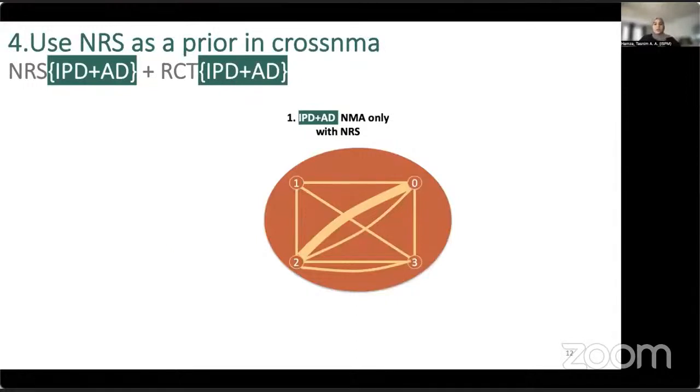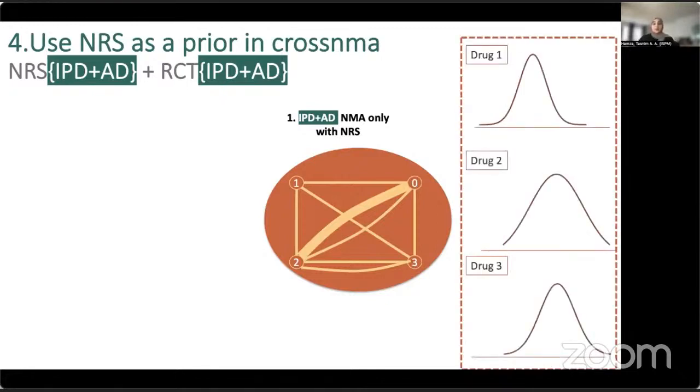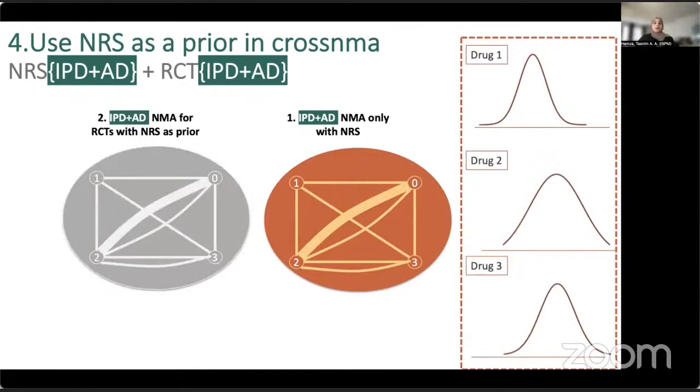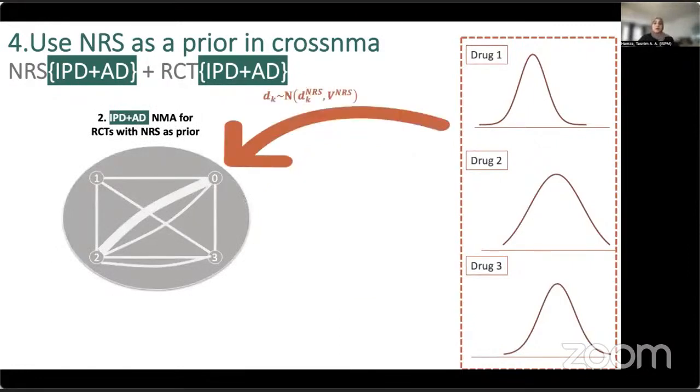The last approach in combining clinical and observational data is using observational information as a prior to model the clinical evidence. It is a two-step approach. First step is to conduct network meta-analysis only for observational data using individual participant data, aggregate data, or a mixture of both. In a Bayesian framework, we will get a posterior distribution of each relative treatment effect. Second step is to conduct network meta-analysis for clinical data, but as priors, we use the posteriors we got from the observational data.